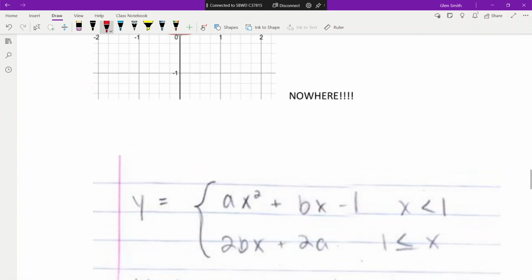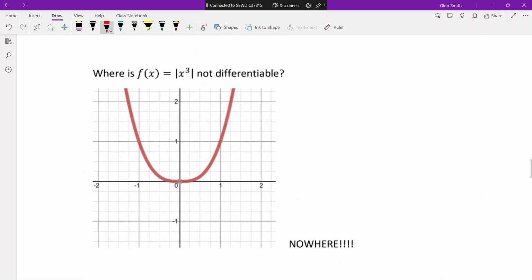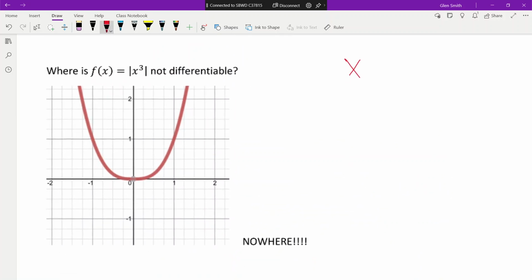So, this is a little weird here. Do you know x cubed looks like this?